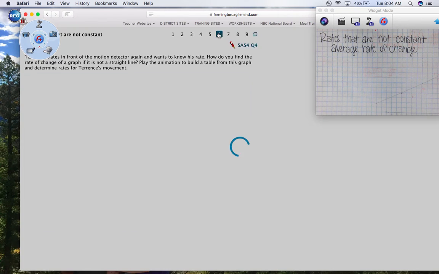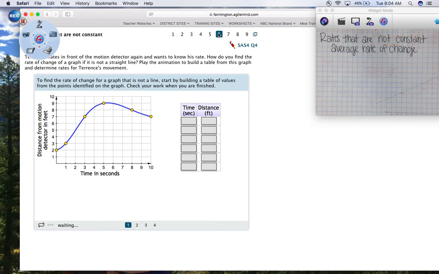Okay, now let's look at 6. If you notice this graph, it starts out at a distance of 2. It's moving away until it gets to 9 feet, and then it starts slowly moving back. So I want you to pause this again and see if you can figure out what values go in this table. Okay, I let you pause it.